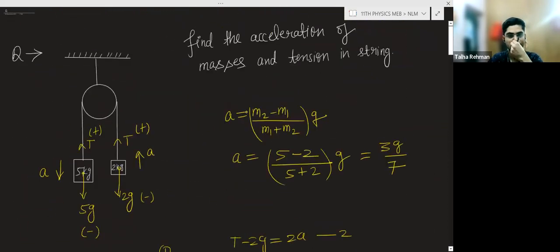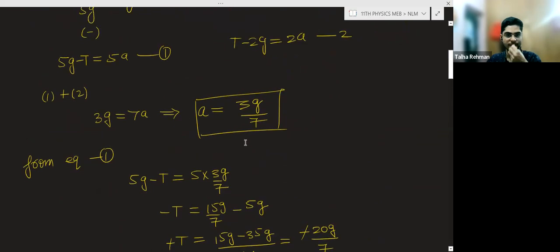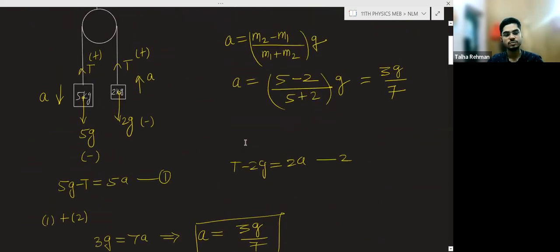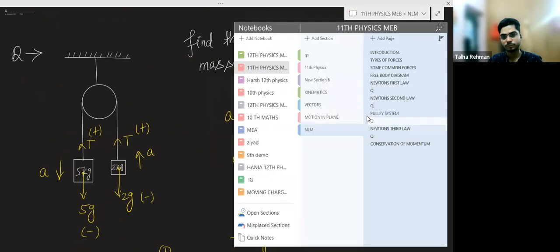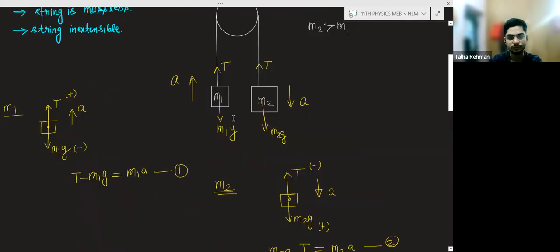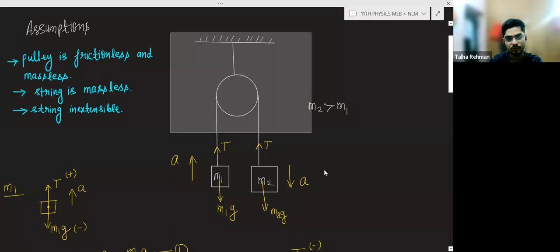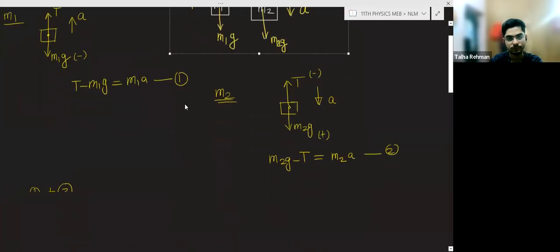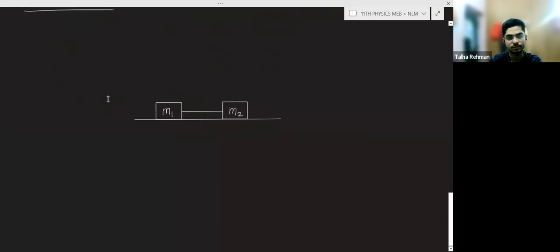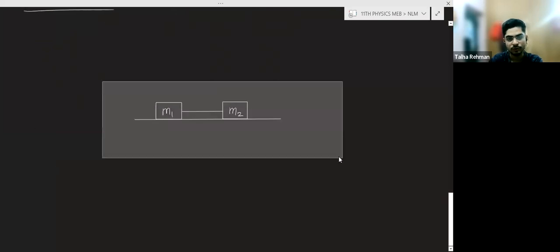So now I am telling you one shortcut to solve for the acceleration only. Solve for the acceleration only. This is your mass and pulley system.